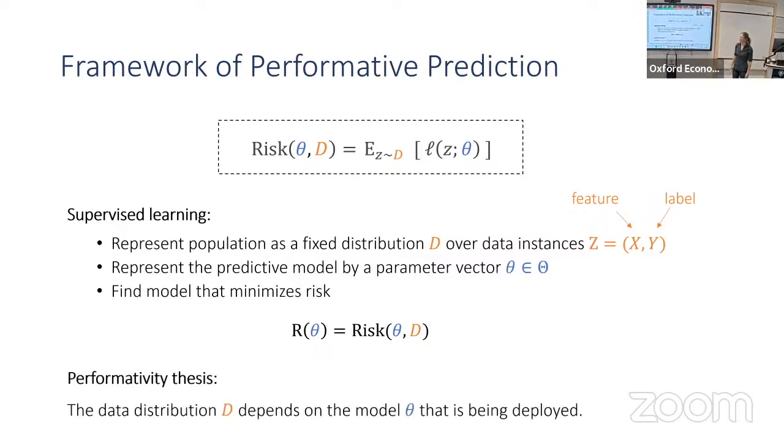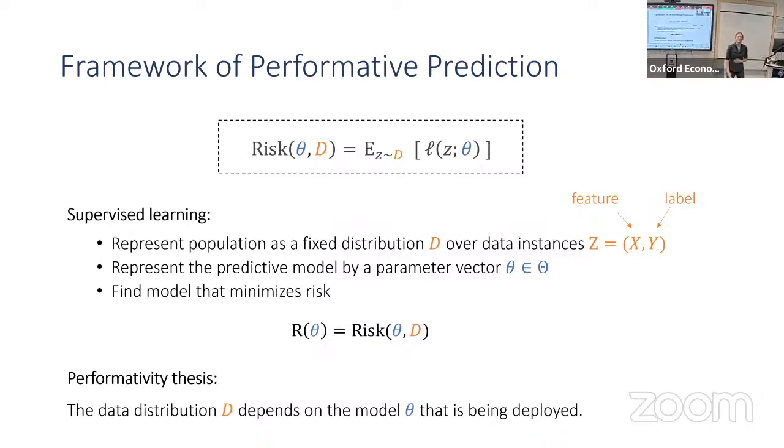Now, what is performativity about? It's about the data distribution depending on the model that's being deployed. This is something that you cannot talk about in that framework because the distribution is sampled prior to the model existing. There's no way that the data can depend on it. You take the features, you make predictions, and this impacts the outcome. There's no way this works in this model where you jointly sample X and Y pairs.